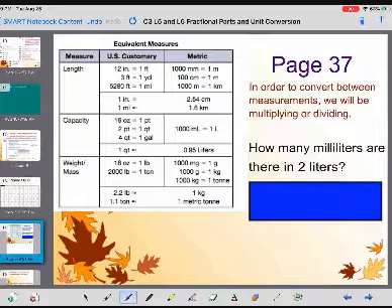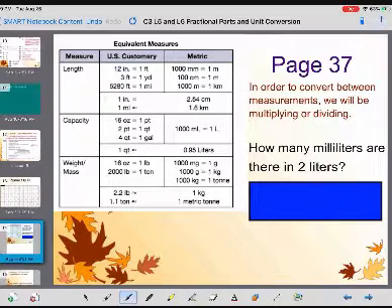So here on page 37 of your book, you'll see we have this conversion chart, so going between different units within the US customary measurement system and the metric system. And so, yeah, for length, capacity, weight, mass. So it's a really good resource. So first, let's look at how many milliliters are there in 2 liters.